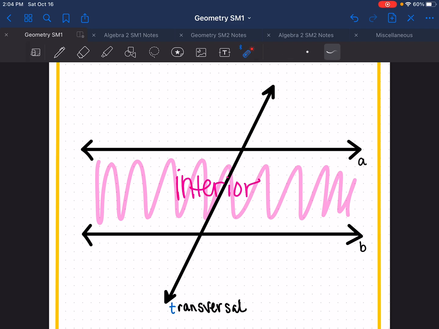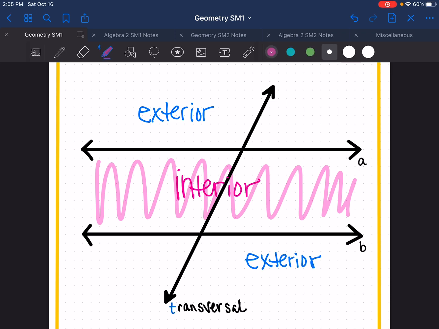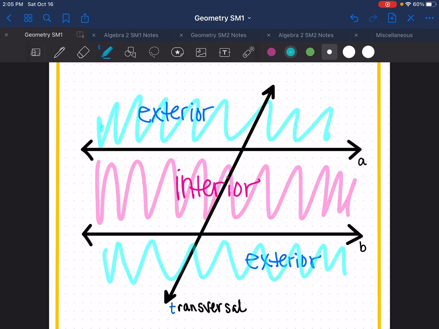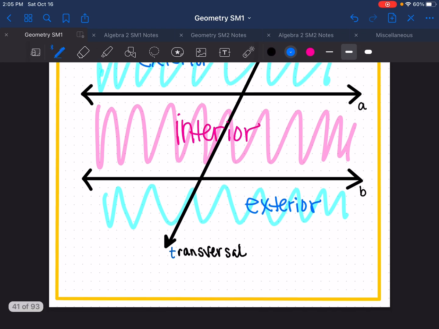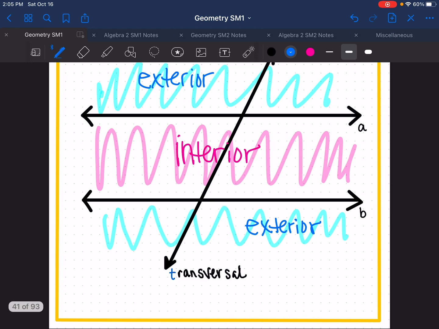And then these 4 angles, the 2 on the top and the 2 on the bottom, so the 2 with line A, the 2 with line B, they are both going to be called exterior, because they are outside. So outside of A, outside of B, interior and exterior. All right, what we're going to learn in this lesson is the special names for these 8 angles right here.